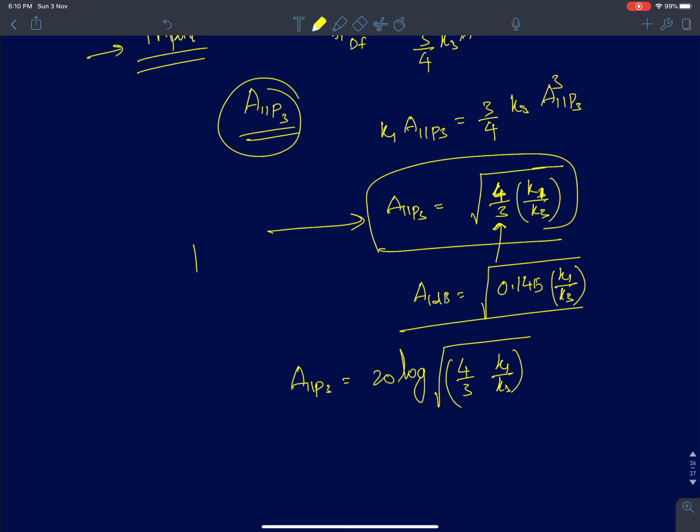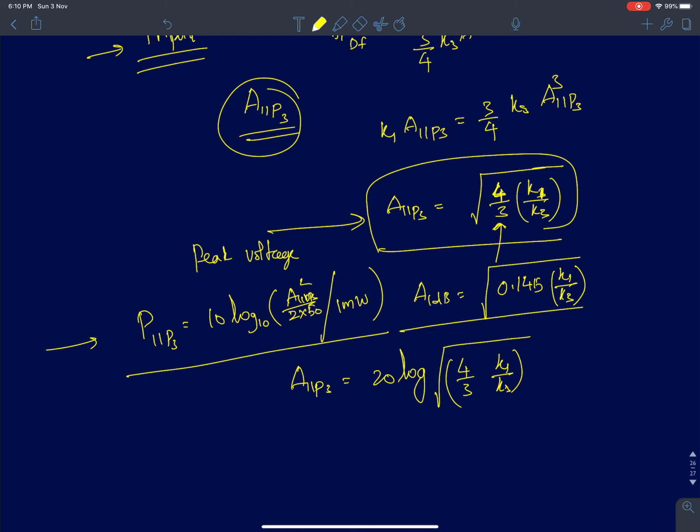Here this is a peak voltage, so it will have units of volts. We can also multiply by 2 and then it becomes peak to peak voltage, or you can express it as power. So P IIP3 will be simply 10 log to base 10 of A IIP3 the whole square divided by 2 into 50, I'm assuming a 50 ohm system, and this whole thing divided by 1 milliwatt. So you can also express PIIP3 in terms of dBm or as an amplitude level.